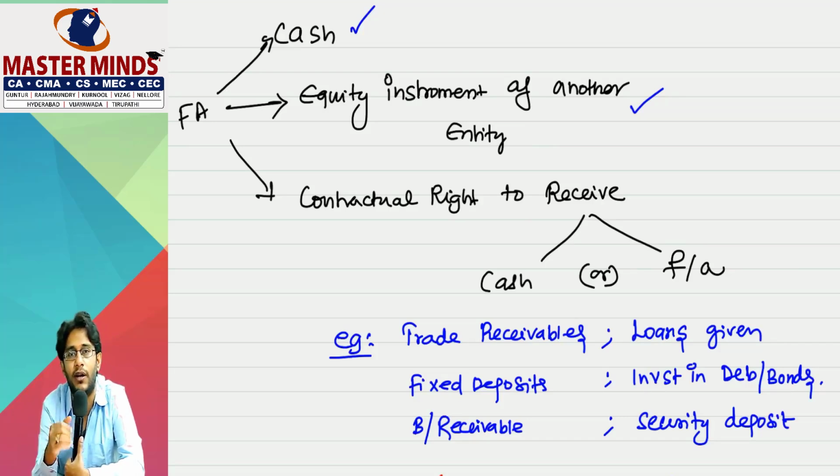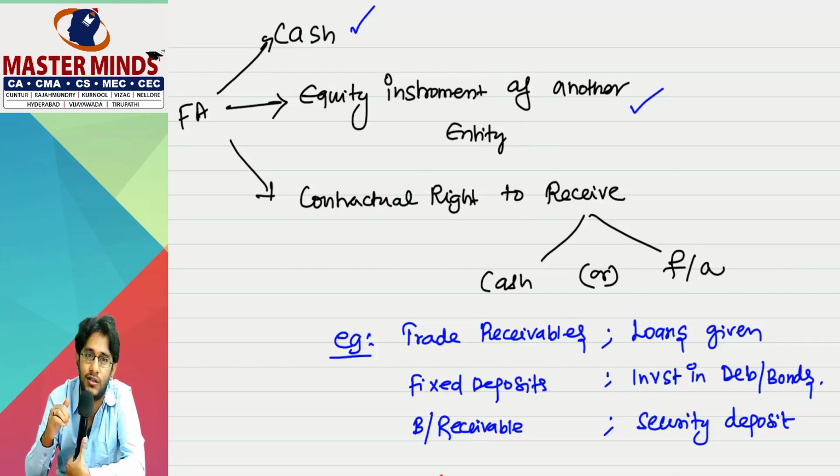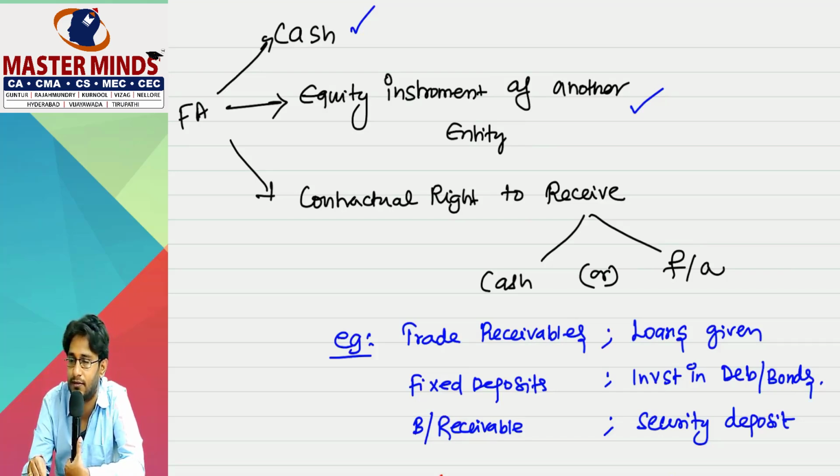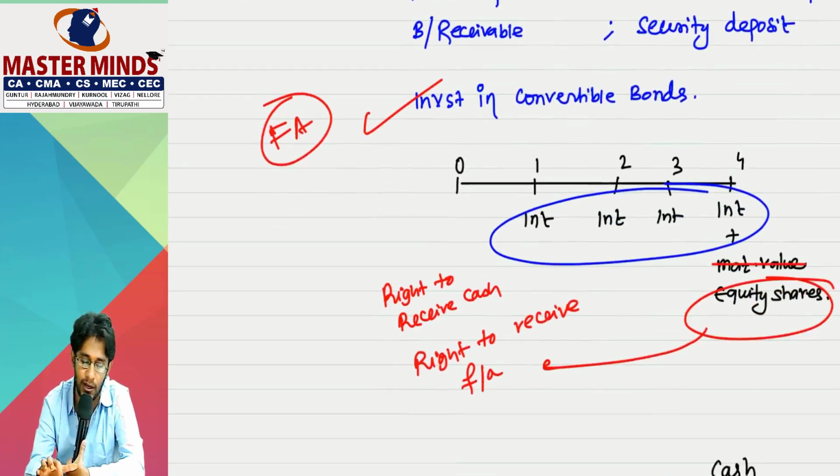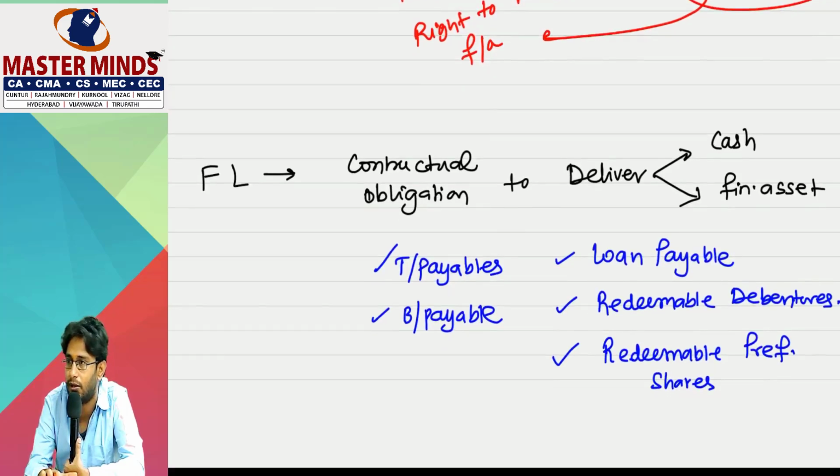Prepaid expense, we have a right to receive goods or services, but not cash or financial assets. You might have paid in cash, that is irrelevant. What you are going to receive, that is important. We are having a right to receive some goods or services. So prepaid expenses cannot become financial asset, but outstanding expenses will become a financial liability.